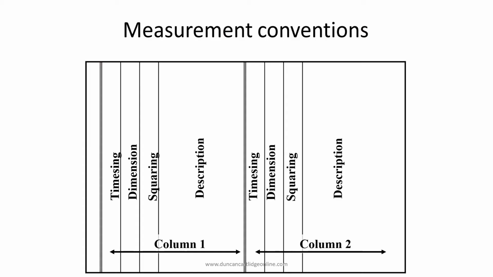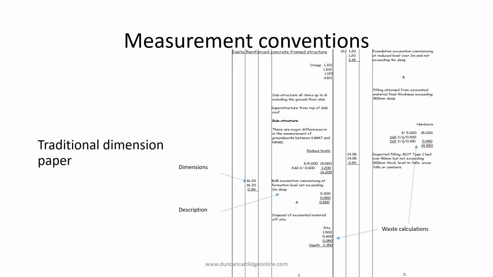This is standard dimension paper, or sometimes it's called a dimension sheet, with the various columns labeled according to their function. The various functions are fully described in Chapter 3. And here is dimension paper, complete with dimensions and descriptions. And don't panic, a full explanation as to how to get to this point is given in Chapter 3.